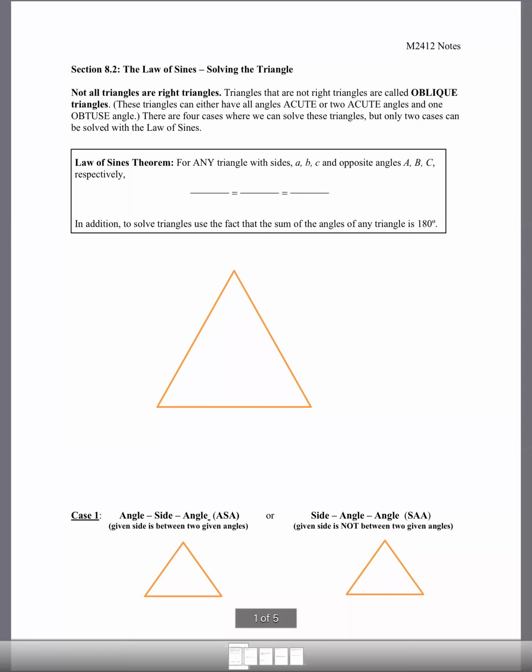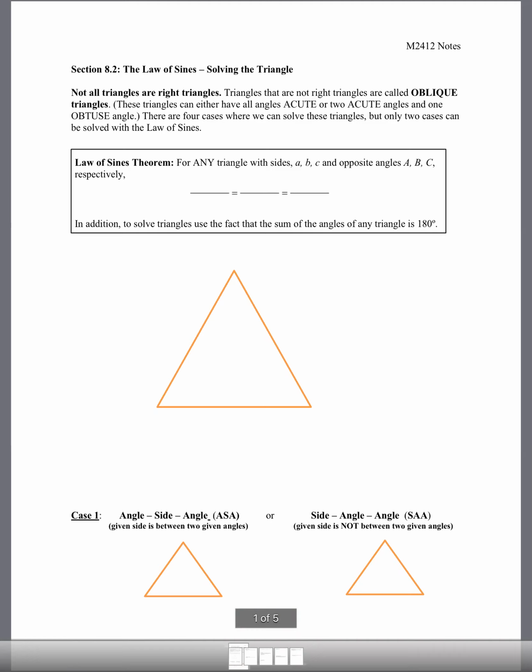So right now we are using our 8.2 notes. In 8.2, we're still looking at solving a triangle. But this time, as we're solving the triangle, what we're going to notice is that we're not automatically given a right triangle. That's going to be a special case, and that's what 8.1 was telling us to do.